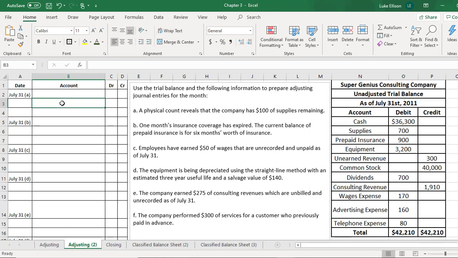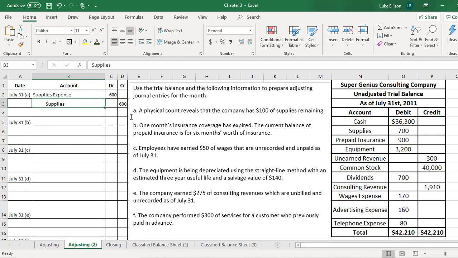So we can put that into our journal here. Supplies as a credit for $600. And another thing with the adjusting entries is that there's always going to be either an expense or a revenue account that's going to go in each entry. In this case, since we're using supplies, that's going to have to be supplies expense. And that's also going to be for $600.